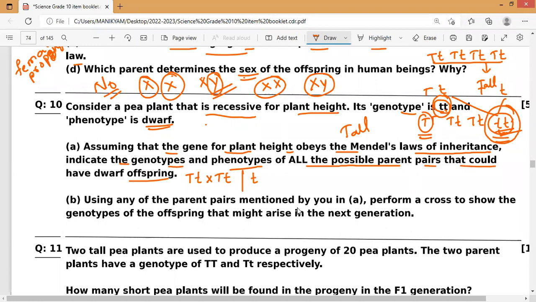Can I take both dwarf plants crossing? That is the first thing I'm expecting from you all. Both small t, small t. What will I get? Maitreyan, Kevin, what will I get again? All dwarf plants only. Yes or no?